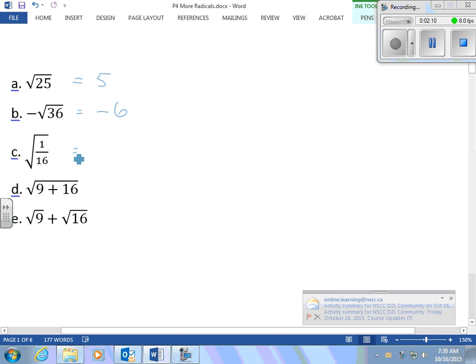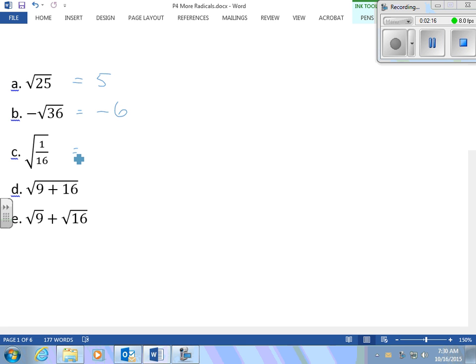The square root of 1/16: there are a couple of ways to do that. You could separate it so that you've got the square root of 1 over the square root of 16, giving you 1/4. But if your mental math skills are really strong, you might recall 1/4 times 1/4 would be 1/16. So you could go straight to the 1/4.